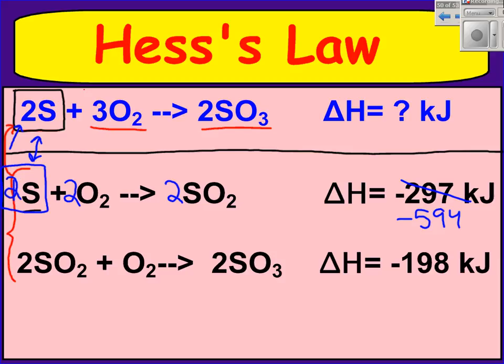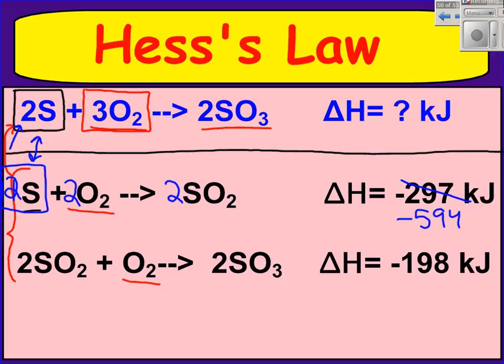The next step in my overall reaction is the 3O2. I need 3 oxygens on the reactant side. Now let's look in our reactions below to see if we can find those oxygens. Well, here's oxygen, and here's oxygen. But oxygen is in 2 spots. How do I know which one to change?